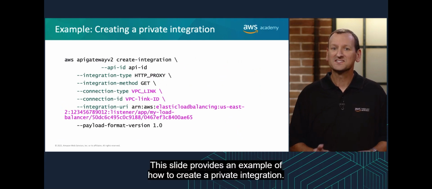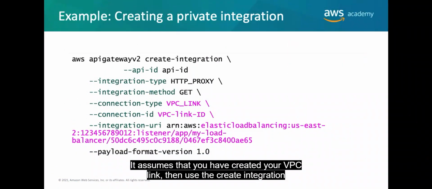This slide provides an example of how to create a private integration. It assumes that you've created your VPC link. Then use the create integration method to connect API Gateway to VPC resources by using the VPC link.